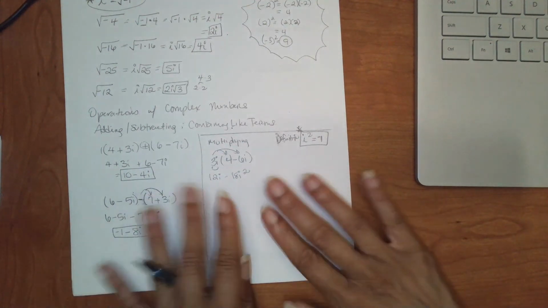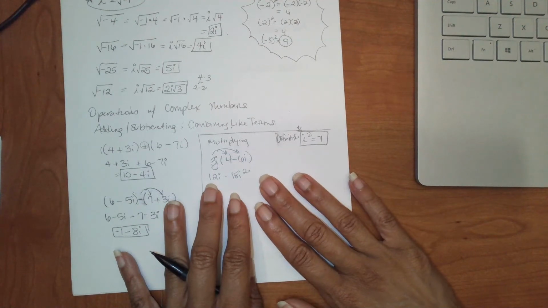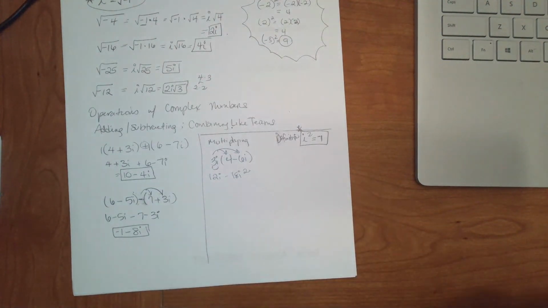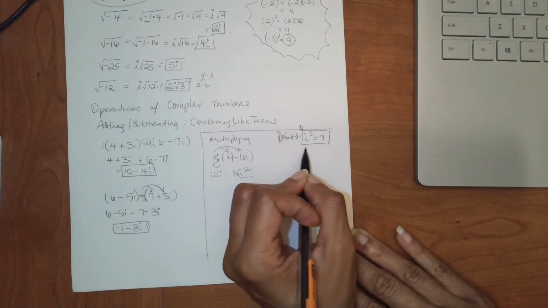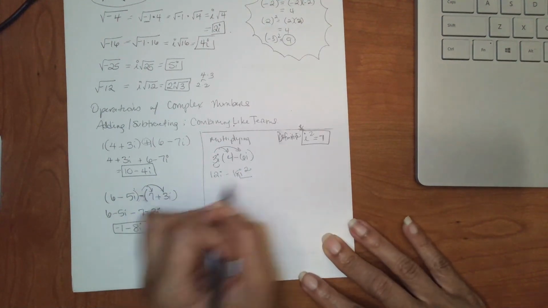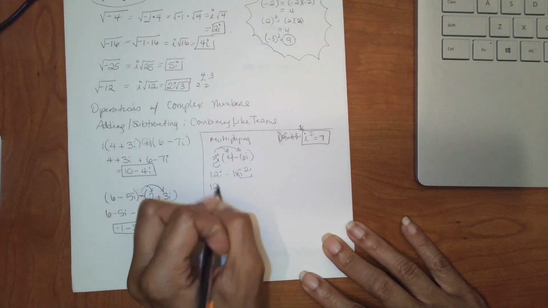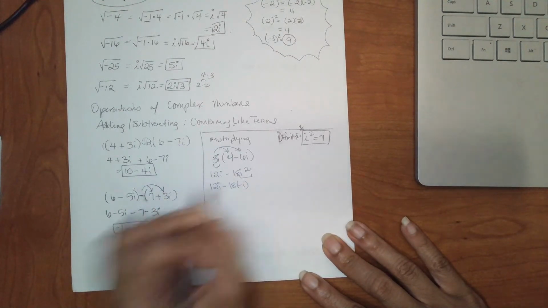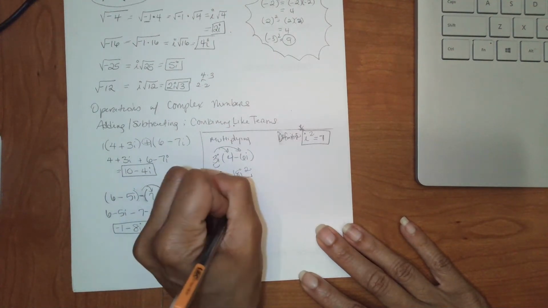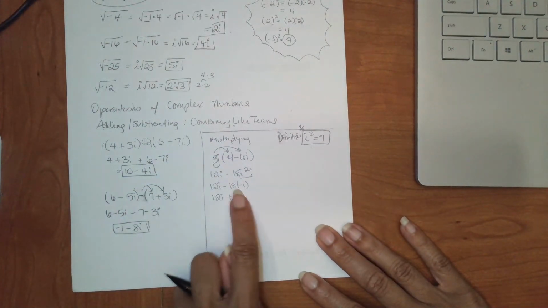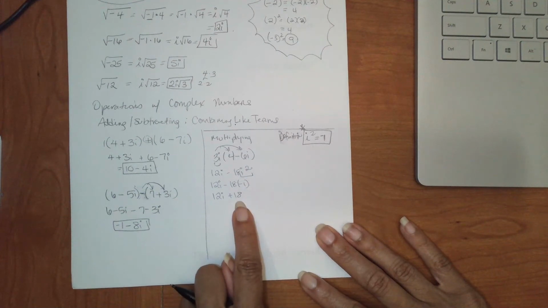So this is not considered a simplified answer. It is correct, but it's not simplified because i squared can simplify into a what? Into a -1. So anytime you see an i squared, your second step should always be to rewrite it as a -1. And so then -18 times -1 is plus 18.